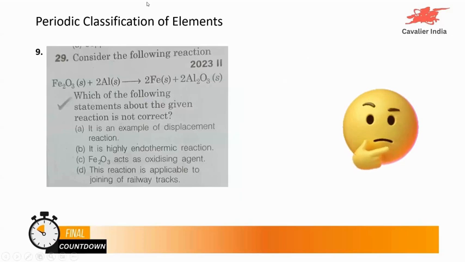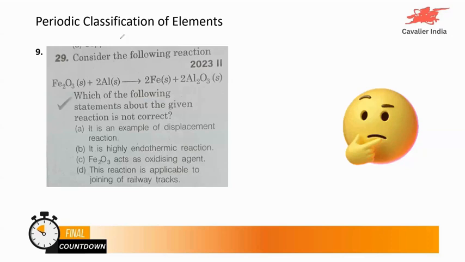Next question, consider the following reaction. That is Fe2O3 plus 2Al gives 2Fe plus Al2O3. Which of the following statements about the given reaction is not correct? Here, aluminium is more reactive than iron. So aluminium displaces iron from Fe2O3. So the question is, which statement about the given reaction is not correct?